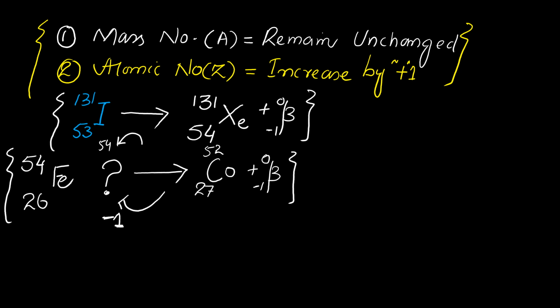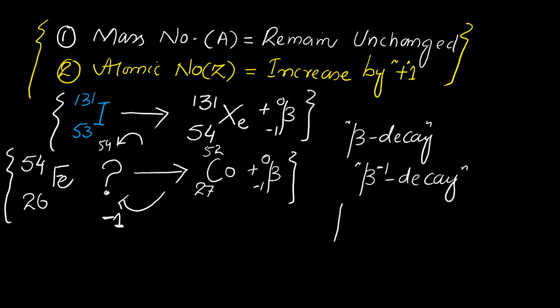Please keep in mind that beta decay is sometimes called beta minus decay. It is quite close to positron decay, and in positron decay, a proton is converted into a neutron.